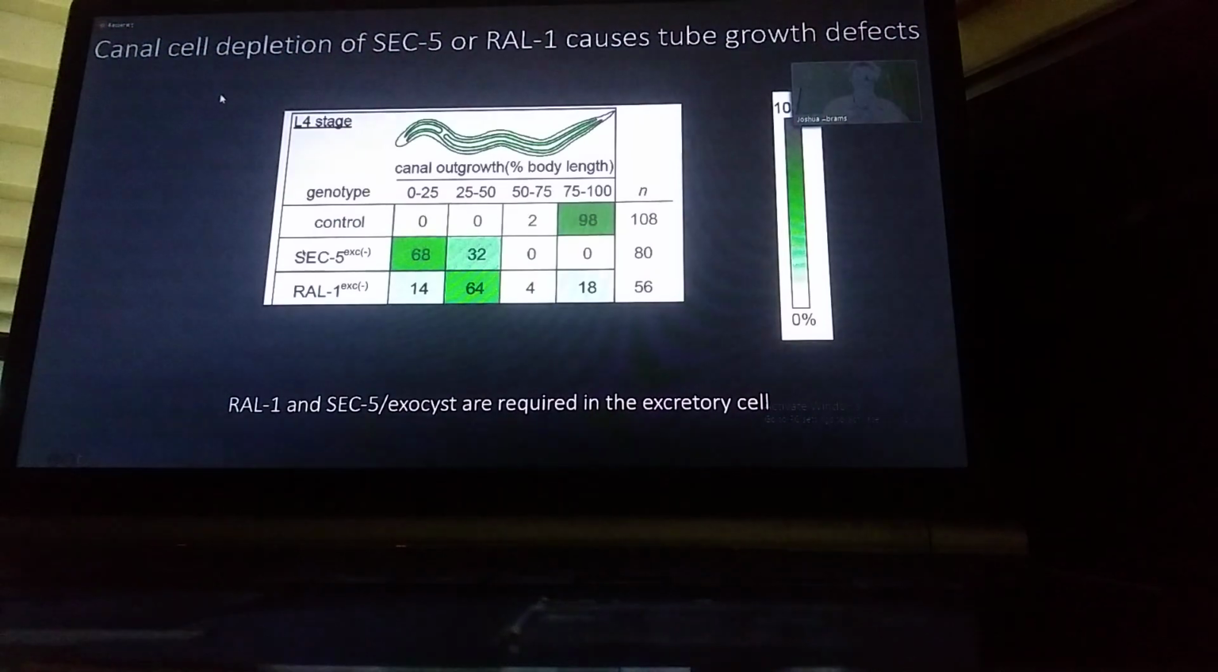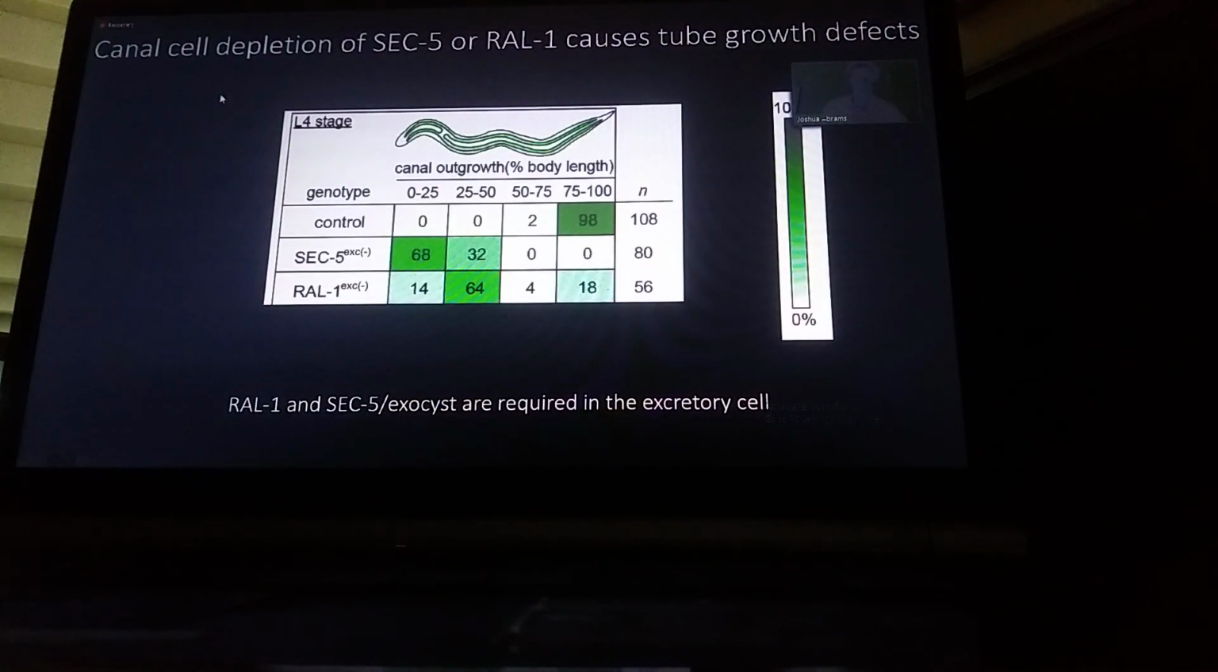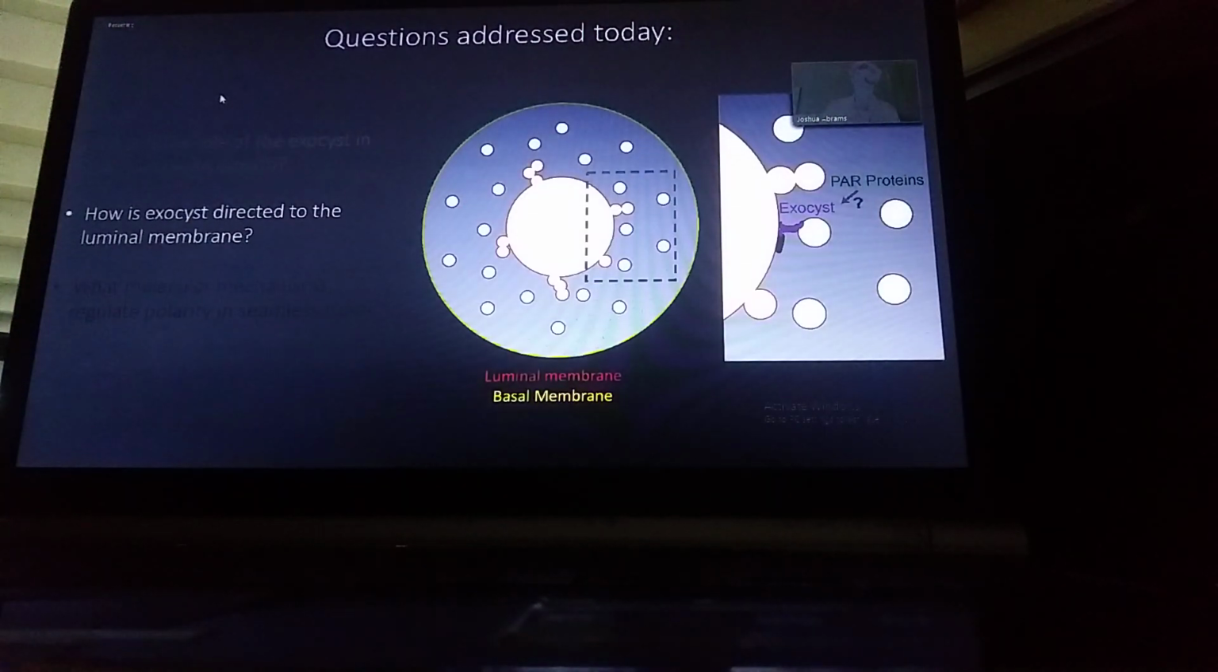If we take out Sec5 or RAL, you can appreciate that this is severely truncated. So this suggests that RAL and exocysts are indeed required in the excretory cell. So for the next part of the talk, I want to talk about ways in which the exocyst could actually be directed to the luminal membrane in order to perform its function.